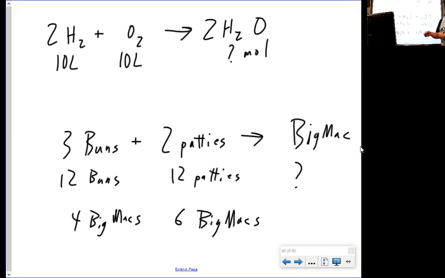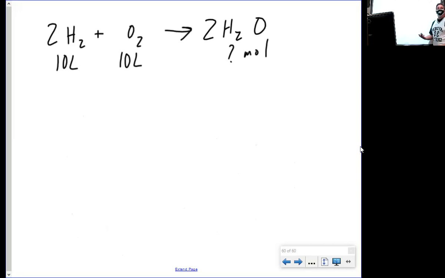Another word for running out of something is limiting. So when I find my limiting reactant, what I'm doing is figuring out what I'm going to run out of. Because if I'm not going to run out of it, it doesn't matter. It doesn't matter that I got 12 patties because I'm not going to run out of them. I'm still going to have more. So let's look at my example up here. To figure out whether or not I'm going to run out, I need to change to moles.